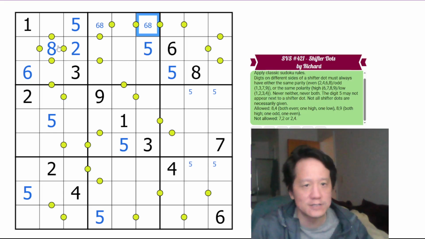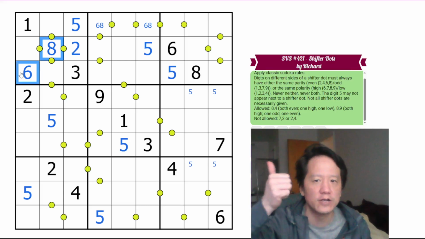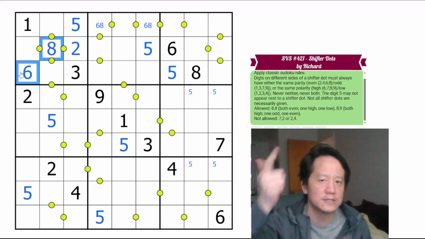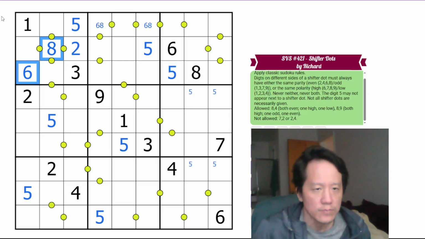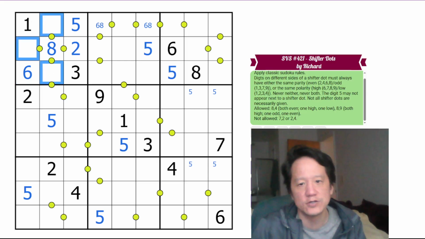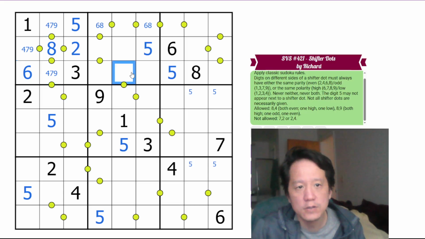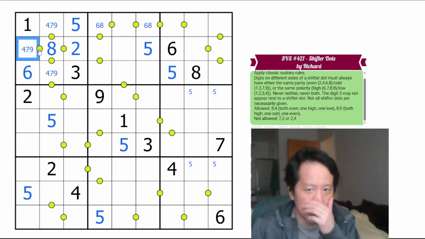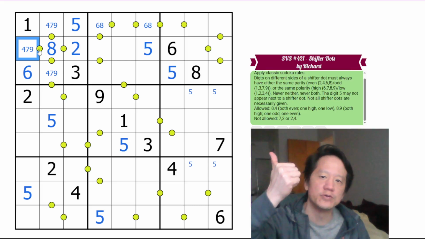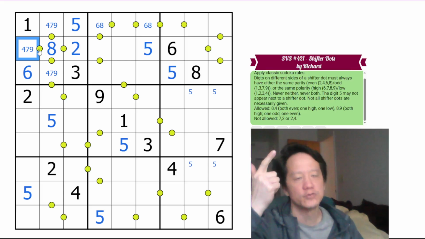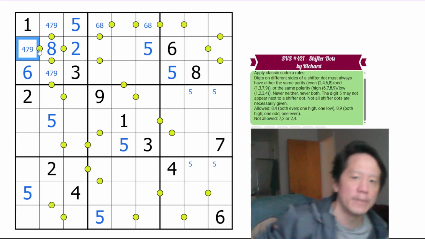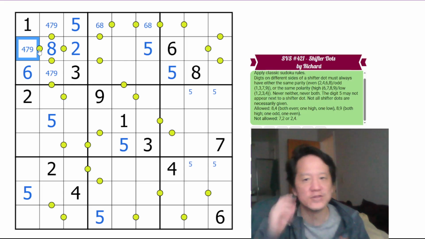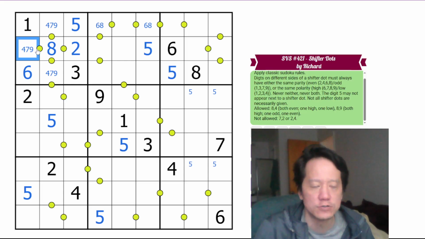Because they can't be next to each other because they have the same polarity, again, they're both high, and the same parity, they're both even. So this must be a 4, 7, 9 triplet here. Yeah, 7 and 9 have the same polarity. They're both high, but different parity because they're both odd. 4 has the same parity, they're even, but the different polarity because 4 is low and 8 is high.